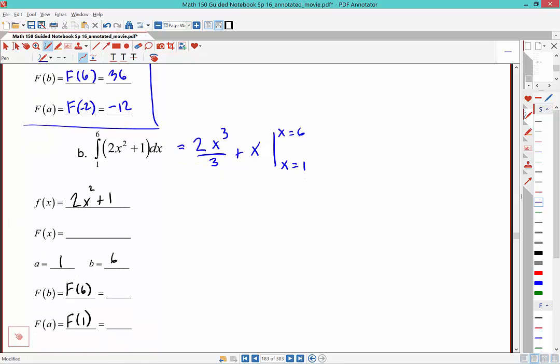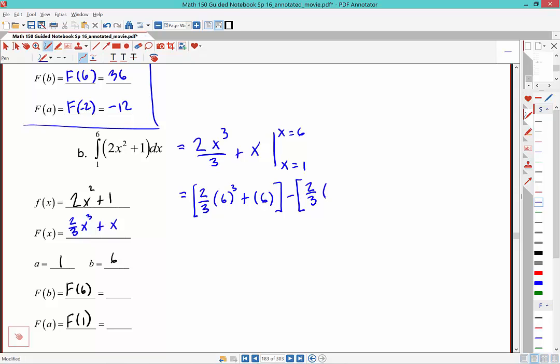So now what we'll have is, evaluating at that upper limit of integration, I'm going to have 2/3 times, good, 6 cubed plus 6, minus 2/3 times 1 cubed plus 1.